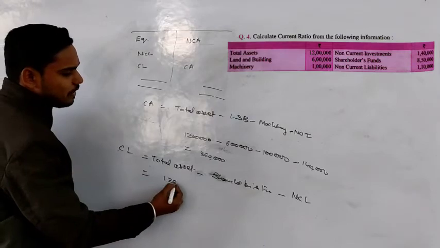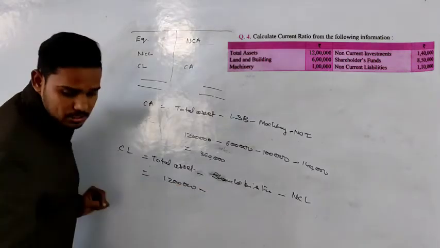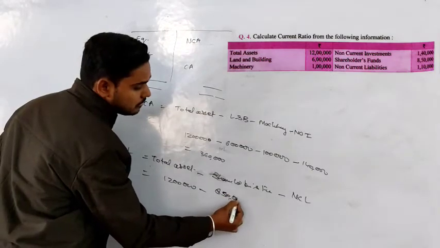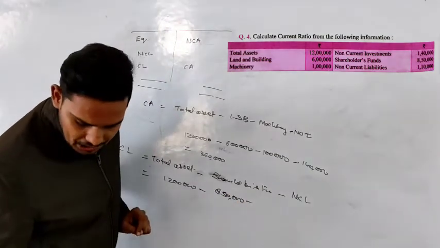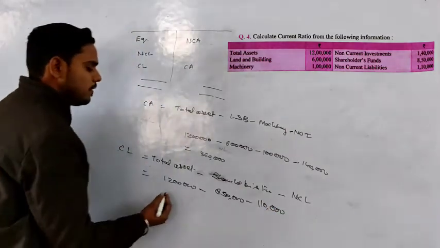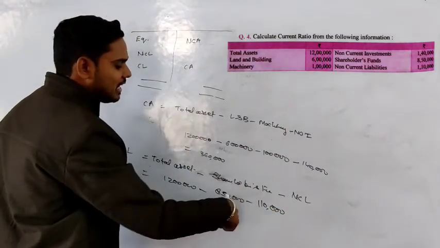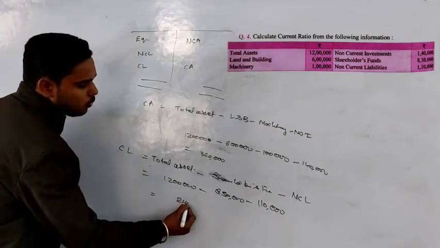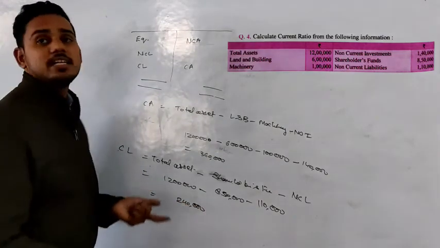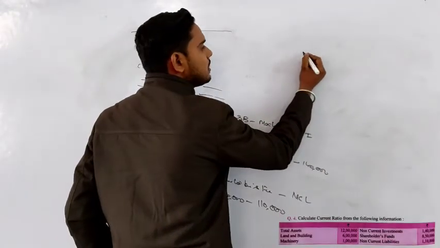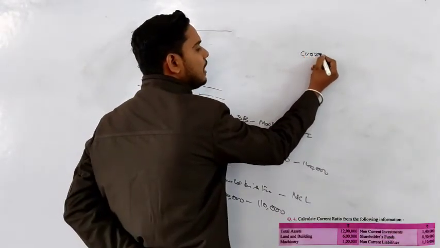Total asset is 12 lakh. Shareholder fund is how much? 8,50,000, minus non-current liability, which is 1,10,000. So that will be 8 plus 1, 9,60,000. So 12 minus 9.60 will be 2.40. Now we have current asset and current liability. So now we can apply the formula. We need to calculate the current ratio in this question.